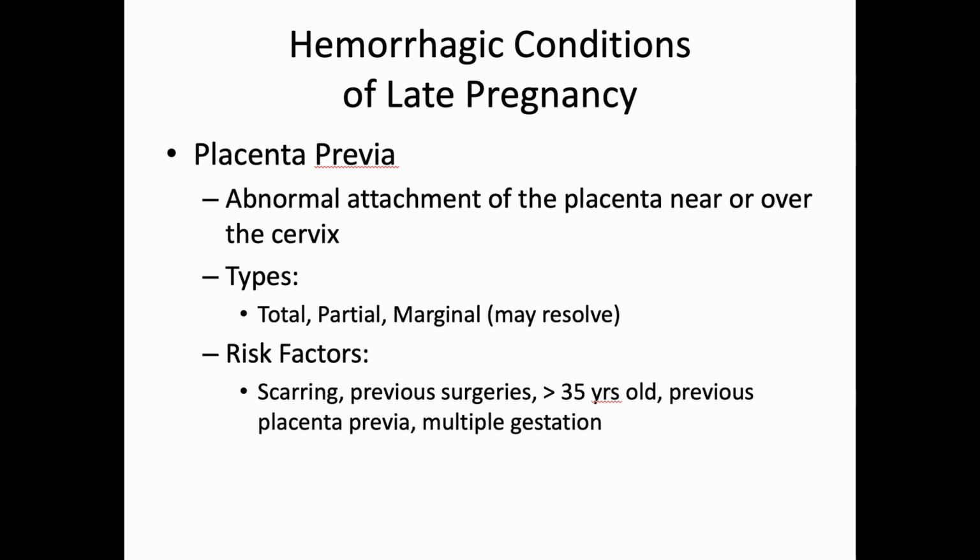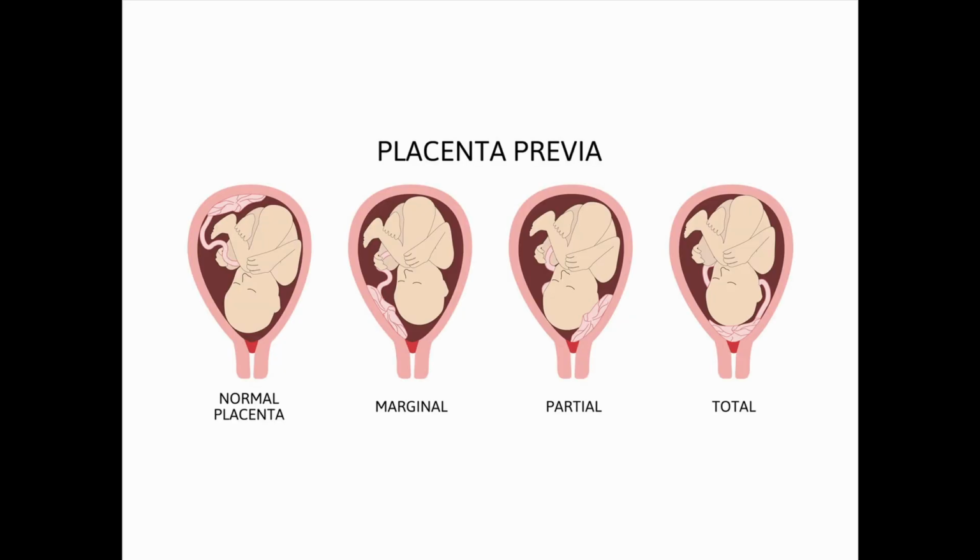We have our different types of previa, right? That's on the next slide here. So normal placenta, up and out of the way. Marginal previa means it's just so close to the opening of the cervix. Marginal previa is the only one that might resolve itself. The other ones, you have it. That's it. You have placenta previa. If you have a marginal previa, it's possible that as the uterus grows, it'll shift up just enough to not be an issue. So marginal previa may get better.